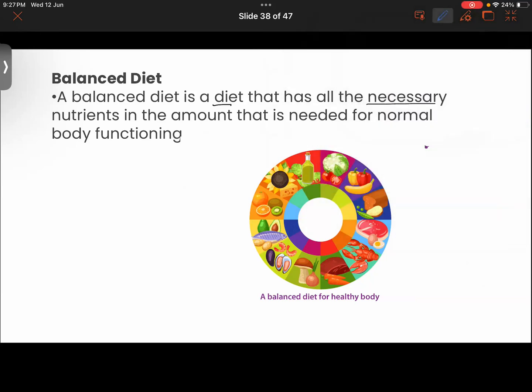A balanced diet is a diet that has all the necessary nutrients in the amount that is needed for normal body functioning. You can also call it a healthy diet. Basically, a balanced diet or healthy diet is the kind of diet that provides your body with all the necessary nutrients that it needs in the right amount. It will include food from different types of food like fruits, vegetables, grains, protein.